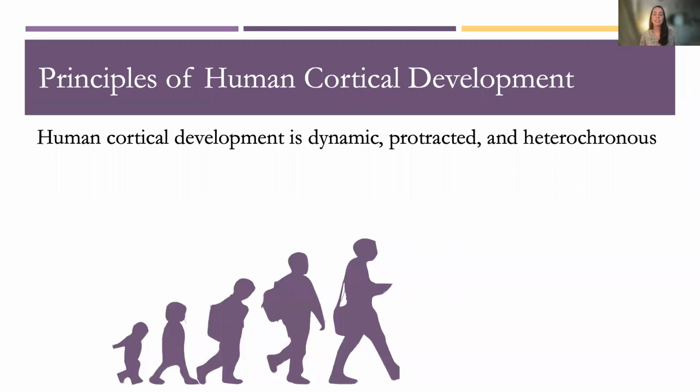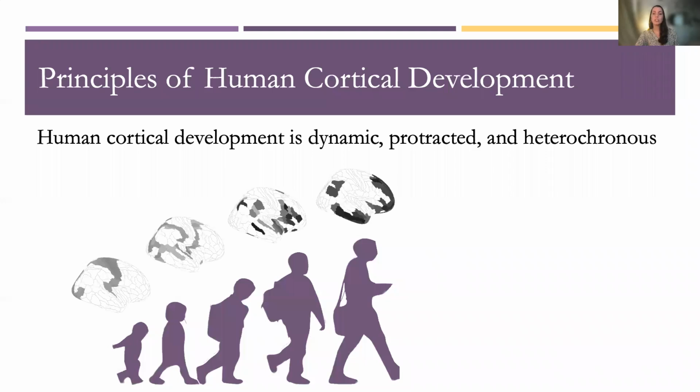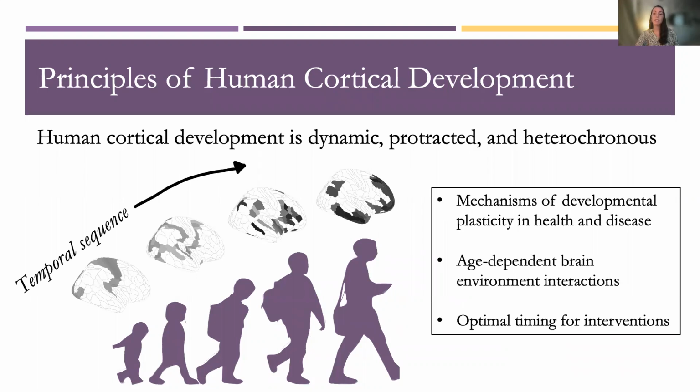Human cortical development is a dynamic, protracted, and heterochronous process. During childhood and adolescence, different cortical regions maximally develop and mature at different ages, elucidating the temporal sequence of human neurodevelopment, or in other words, the spatial progression of developmental plasticity across the cortical landscape. This has profound implications for understanding mechanisms underlying this plasticity in health and disease, age-dependent brain-environment interactions, and the optimal timing for youth interventions.